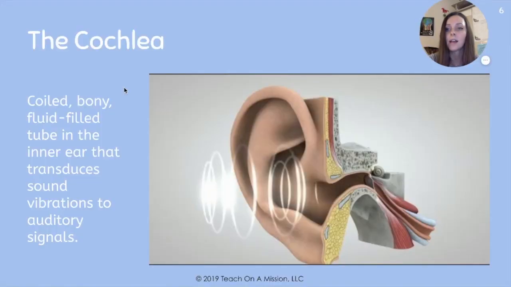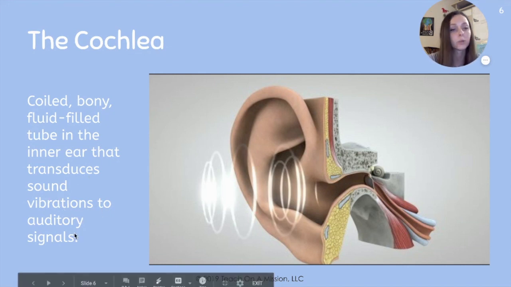The cochlea. So this is a coil. Like we said, it looks like a snail. Bony, fluid-filled tube. That's your basilar membrane. In the inner ear, that's where your transduction happens. Remember, that's on our blue chart. Sound vibrations to auditory signals.